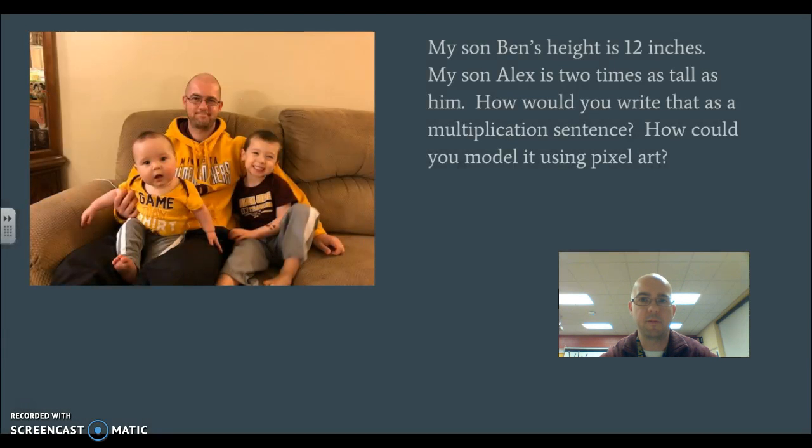So now let's look at a problem. My son Ben's height is 12 inches. My son Alex is 2 times as tall as him. How would you write that as a multiplication sentence? How could you model it using pixel art?